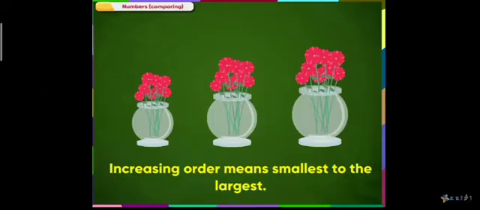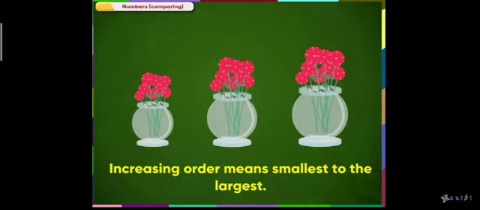When we arrange anything from smallest to biggest, then it is called ascending order or increasing order. As we can see in this picture, the flower pots are arranged in the increasing order of their height. That means, firstly we can see the smallest flower pot, and in the last we can see the largest flower pot. So we have arranged these flower pots in increasing order or ascending order.